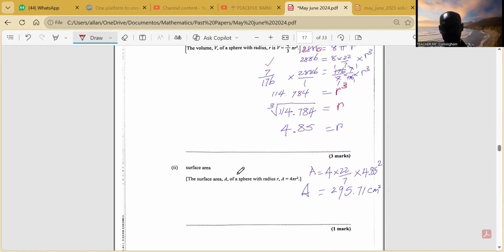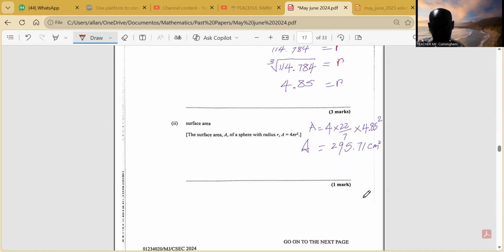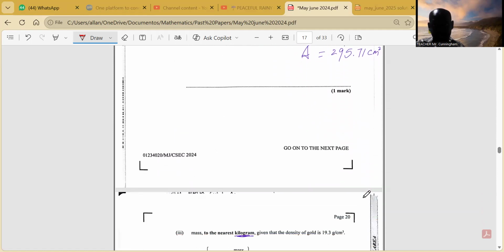And then there was this thing that they asked, surface area. So they give the surface area of the sphere. So I calculate the surface area. So 4, which is in the formula, 4 times pi, which is 22 over 7, by the radius. You knew the radius, say r. So that'll be 4.85 squared. And we got this. So that is the surface area of this sphere.